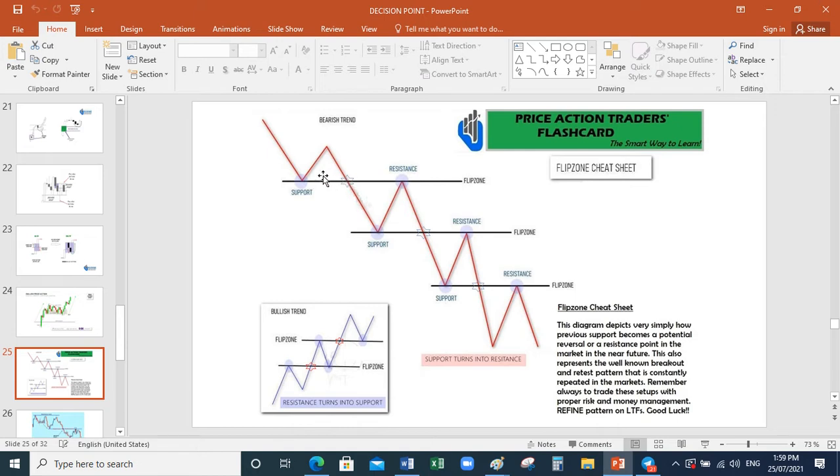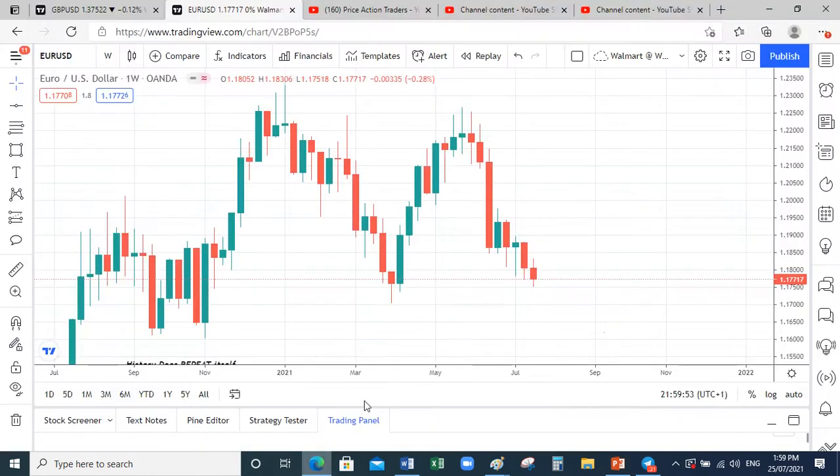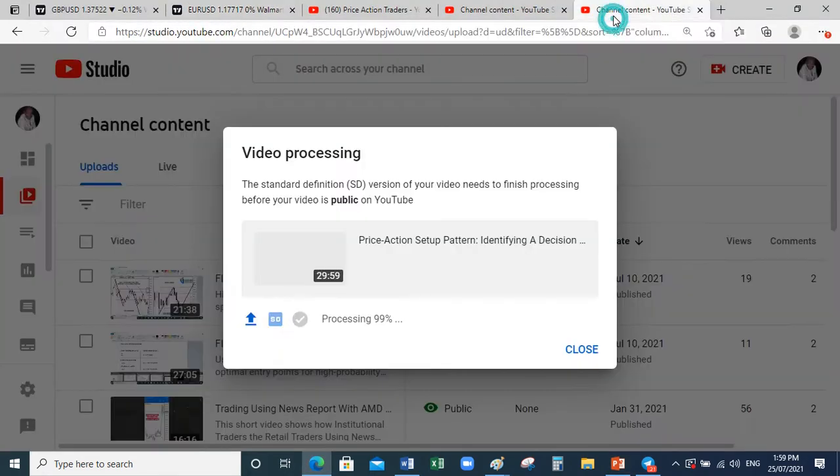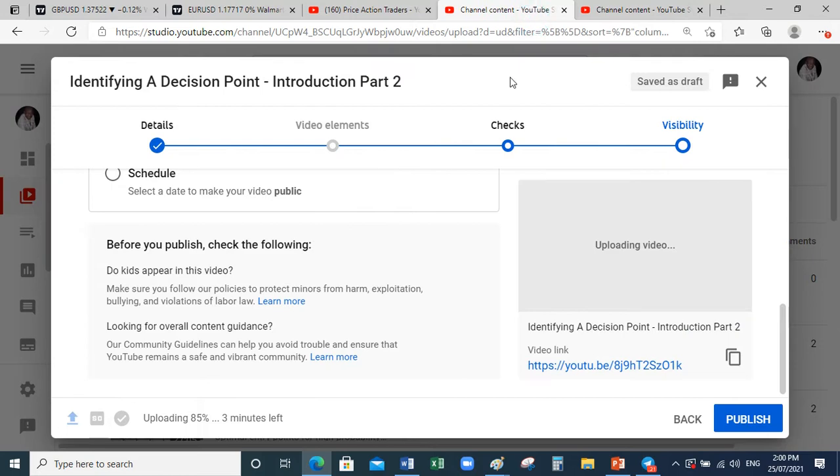Yeah. So price broke through the support, went back up to hit here, right? This is the decision point. So this now becomes a flip zone. You flip support for resistance, or resistance being flipped for support. This thing is taking time. It's taking time.